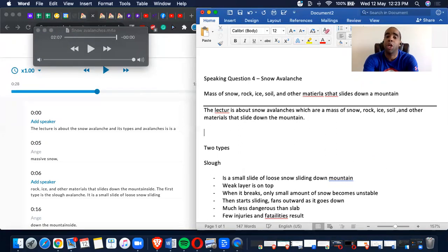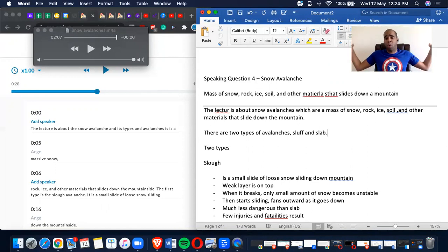There it is. There are two types of avalanches. Slough, although you probably won't know exactly how to spell it, but that's all right. If you want to put S-L-U-F-F, who gives a damn, right? This isn't a writing test. So slough and slab. Now, I put slough as in O-U-G-H. Don't know what that means. I thought that was slough, but who cares?